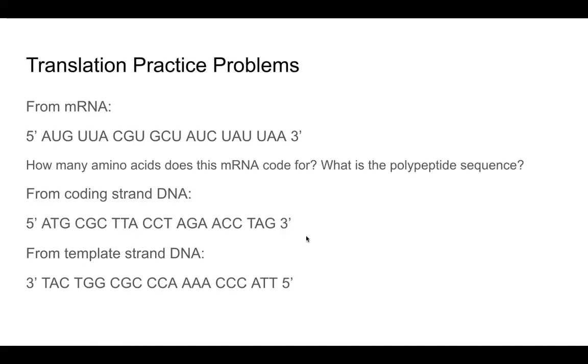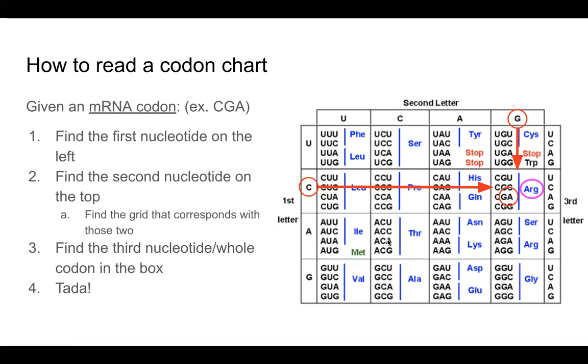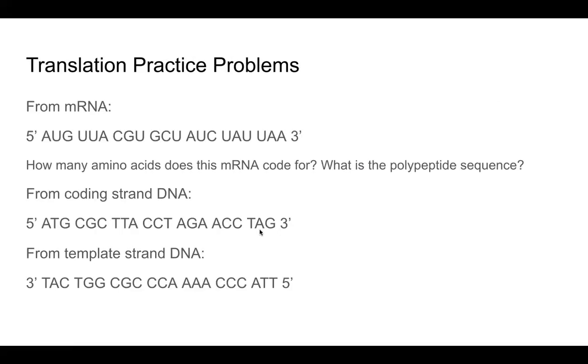Yeah. And then after that, we have ACC, which is threonine. And then lastly, we have TAG, which is going to resemble, or it's going to be basically UAG in the coding, or sorry, in the mRNA. And UAG is a stop codon, so that will not code for an amino acid. It's just going to code for a release factor. So that's the end of the polypeptide.